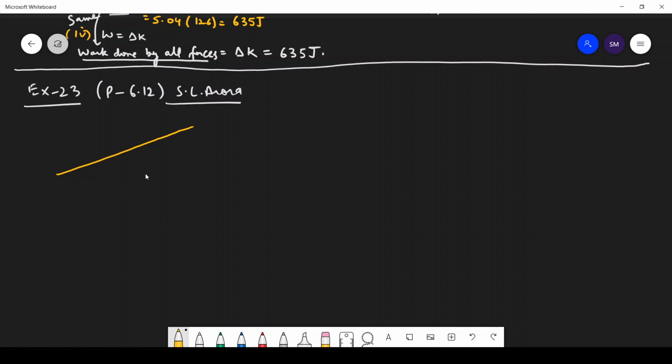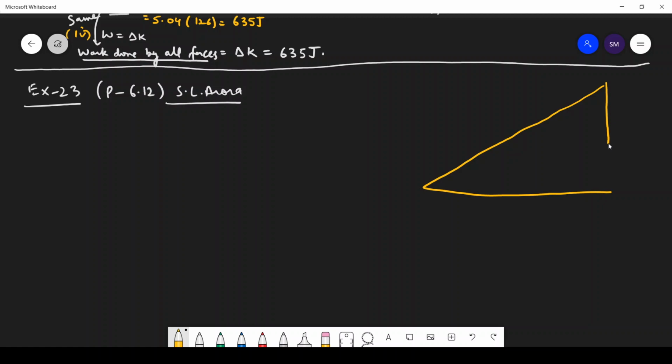Students, bigger the diagram, always remember, bigger the diagram, better for you. So let us make a big diagram. Easy to understand.